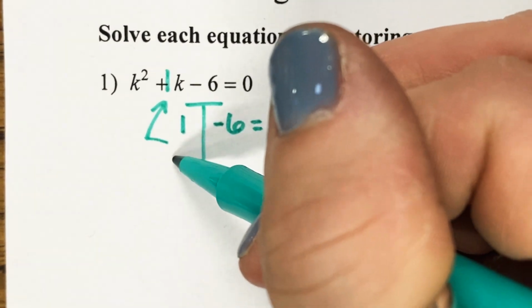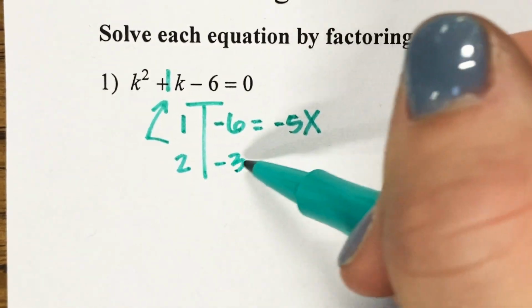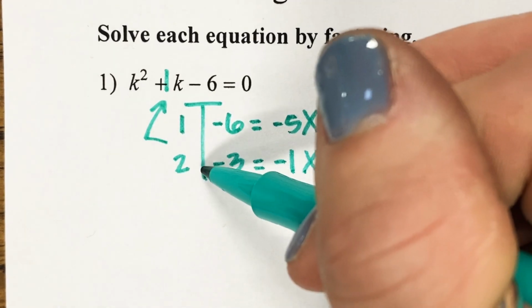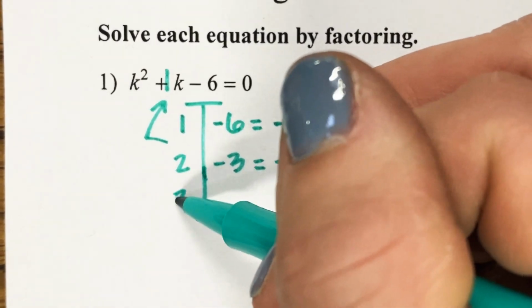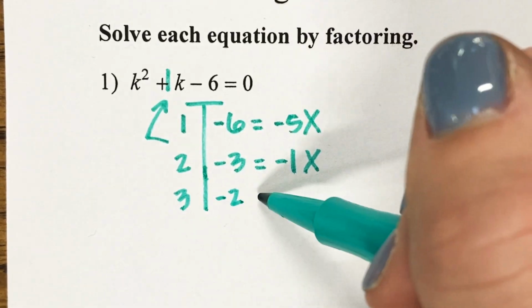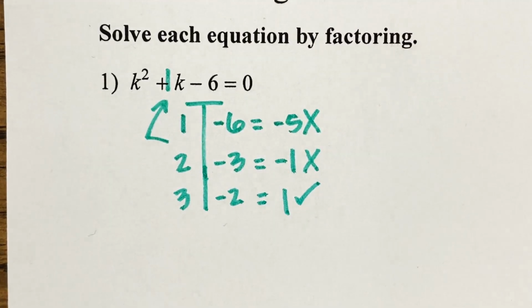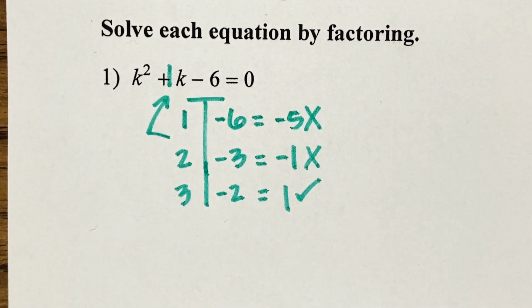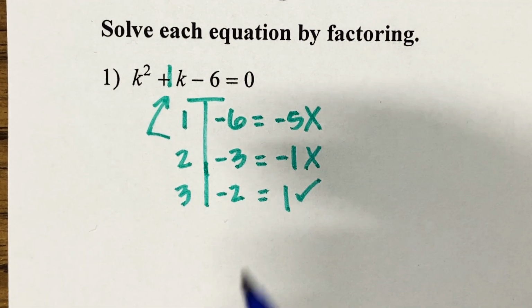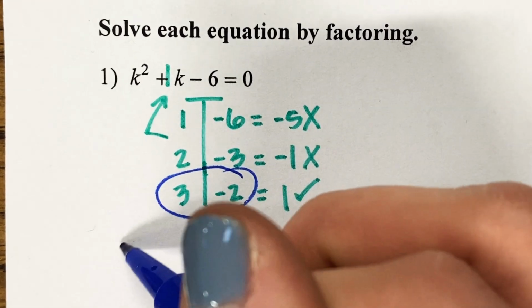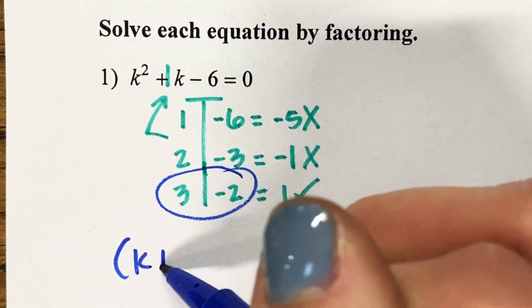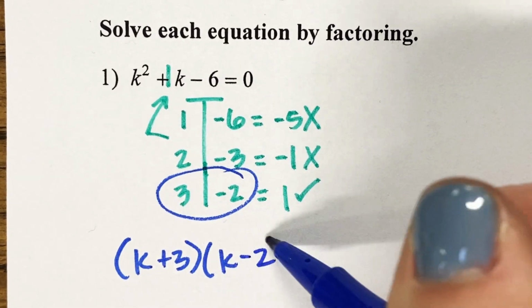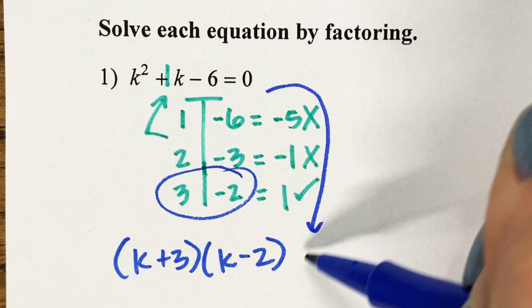Okay, well, what about maybe 2 times -3? That's going to give me a -1. Ooh, that's close. We're looking for a +1, so maybe let's try 3 times -2. There's my +1, because 3 minus 2 is 1. Okay, so we found our two factors, so we can rewrite it as k plus 3 times k minus 2, and we bring down r equals 0.